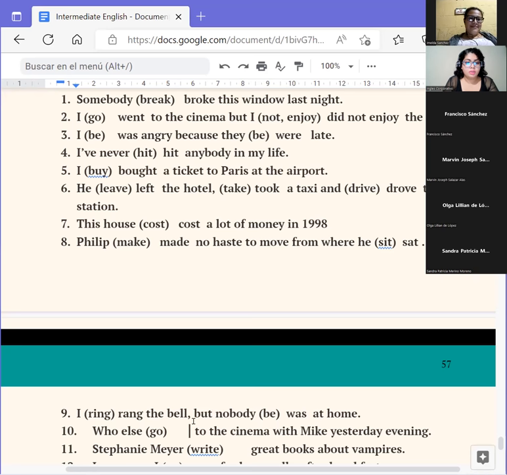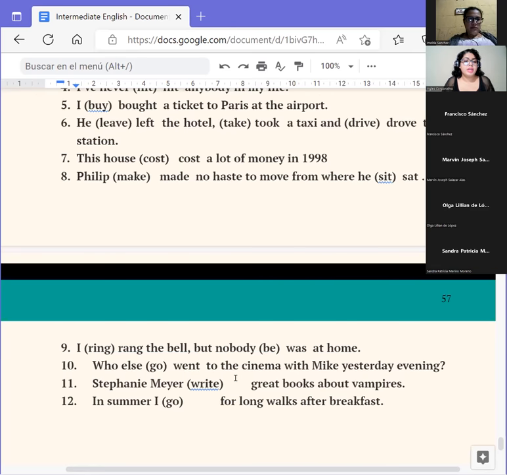Number 10. Almost the end. "Who else to go to the cinema with Mike yesterday evening?" In this case, good. This one is a question. Who else went? Number 11. "Stephanie Meyer write great books about vampires." Wrote. Good. And the last one, "In summer, I go for long walks after breakfast." Go in past? Went. Good.